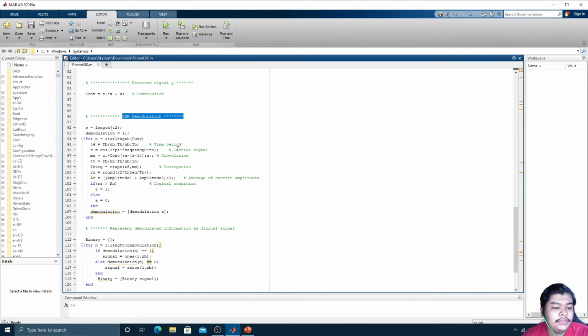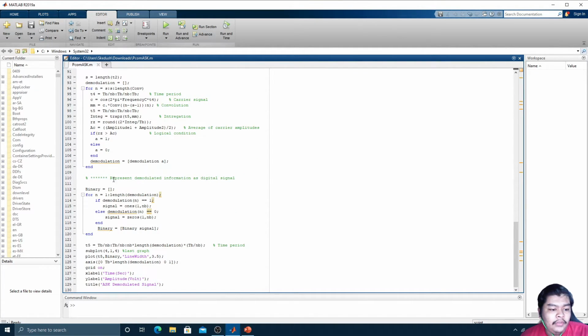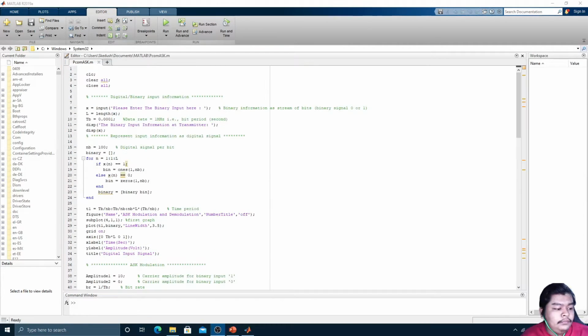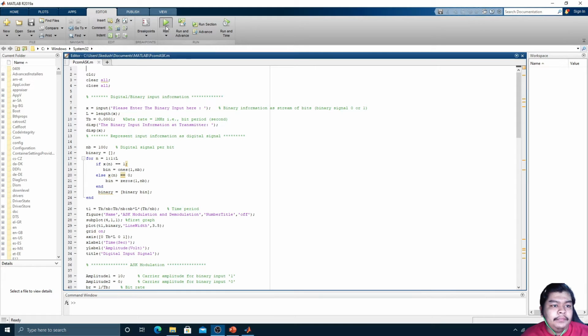For demodulation we are using the same carrier signal, and we do the convolution. After that, we do the integration, and we convert back to digital, sorting the values back: if it's 1, it's 1, and if it's 0, it's 0. Here we represent the demodulated information back into the digital signal. This is the same process as before. And here is the fourth graph, or the last graph, the ASK demodulated signal. Okay, let's run the program.